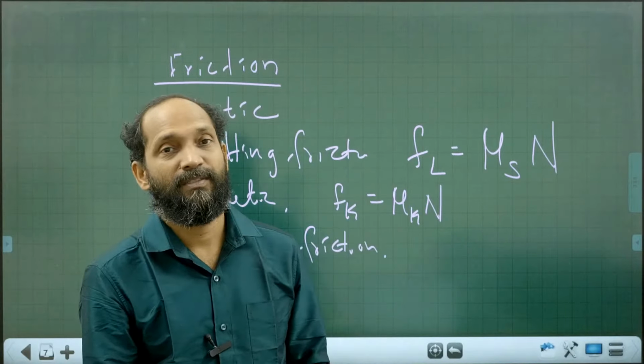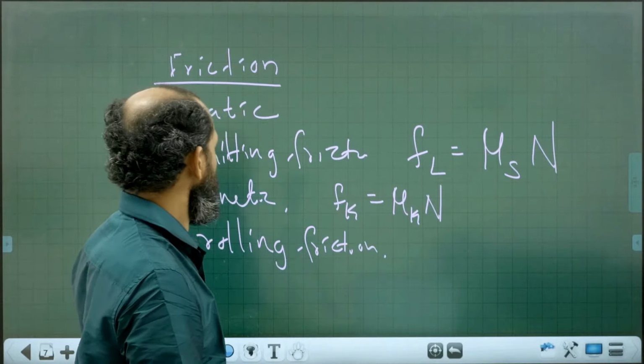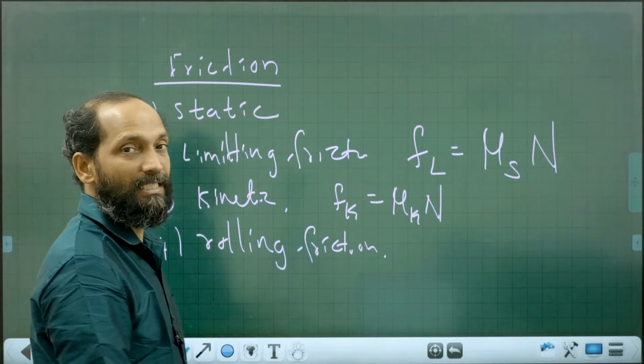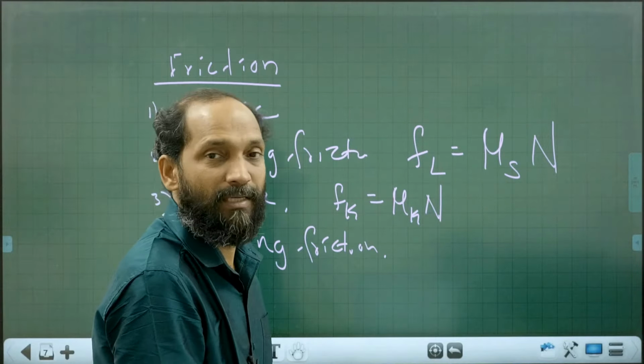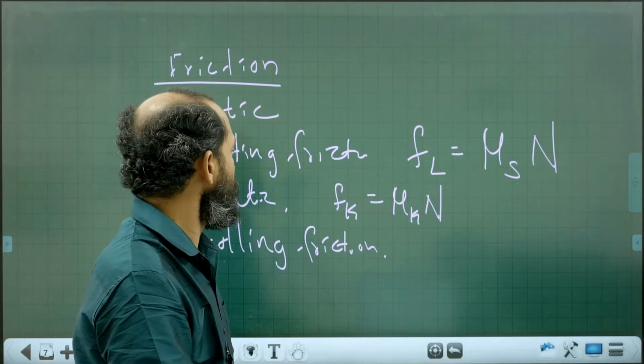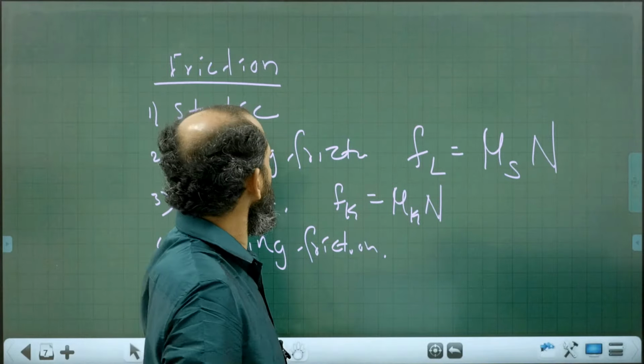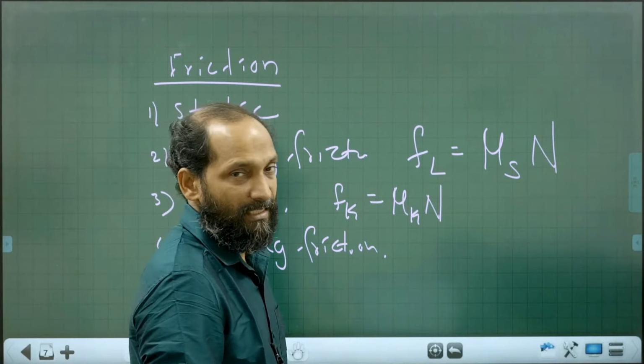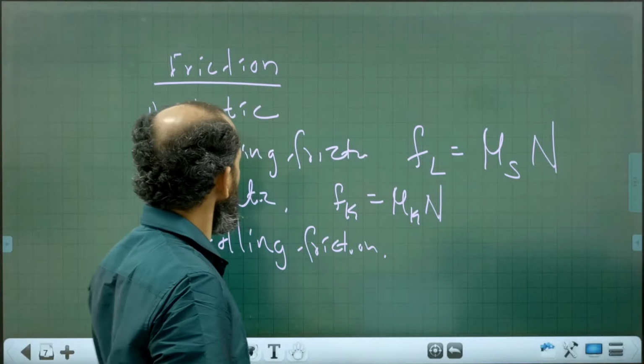That's why rolling friction is less. So rolling, that is the reason behind the discovery of wheels. Rolling friction is much lesser than sliding friction. So that's about friction.